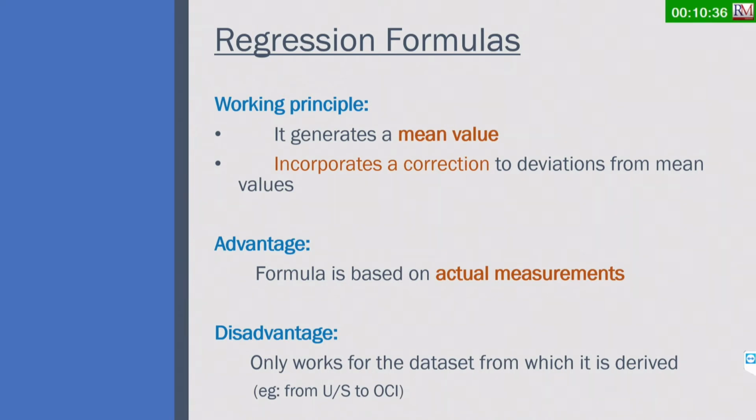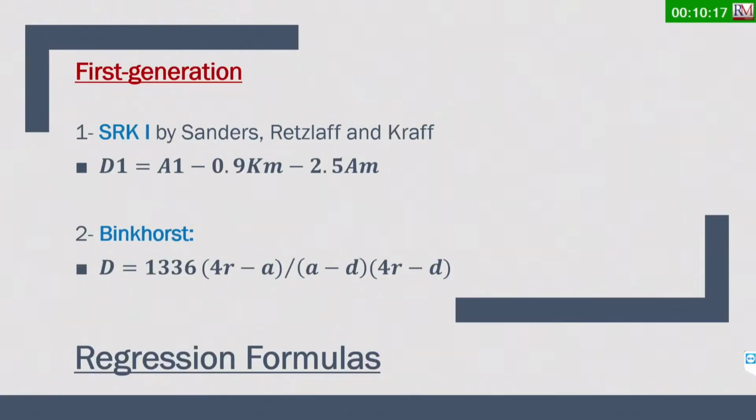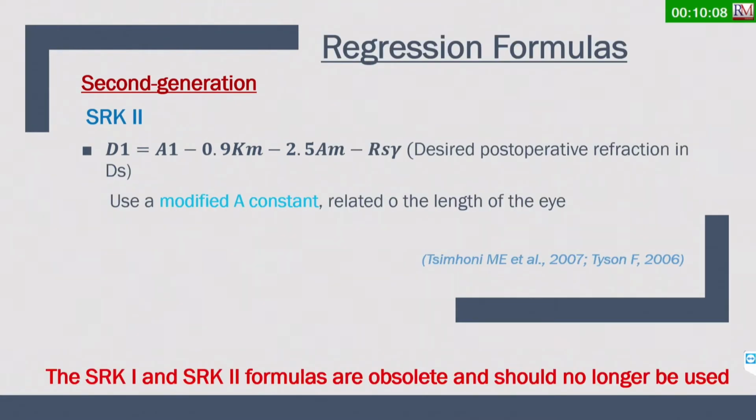It has the advantage of being based on actual measurement, but it only works for the data set from which it is derived. For example, if you get an axial length from the ultrasound, you will not be able to apply it for optical coherence interferometry unless you add a correction. Examples of this regression formula are the first generation SRK1 with its famous formula and Binkhorst formula, and the second generation SRK2 with a modified A constant. But actually, these formulas are obsolete.